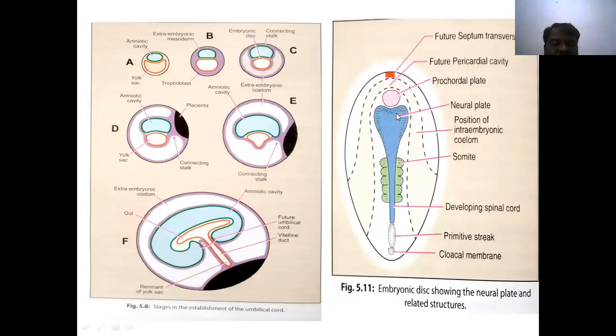So with further folding and extending of this embryo, the septum transversum further forms the diaphragm. The future pericardial cavity forms the pericardium as well as the heart. The prochordal plate is the continuation of the foregut, the formation of the stomatodeum. Next, the neural plate forms the cranial part, which is the brain, and this is the spinal cord formation. The somites form the occipital bone as well as the muscles of the tongue. Next is the vertebral column, 33 vertebrae, and the dermatomes, the skin around this area, and also the sclerotomes, that is the vertebral column, and myotomes.